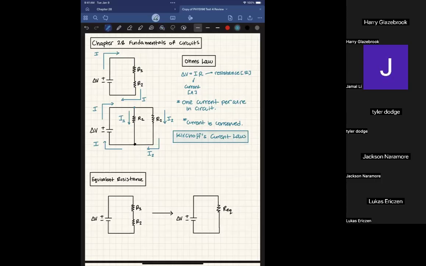So Kirchhoff's current law, all it says is that the sum of the currents flowing into a junction, so sum of the currents flowing in equals the sum of the currents flowing out. And just to put a note here, a junction is just anywhere where two or more wires meet. That's all a junction is. So in this case, this is a junction right here. And this is also a junction down here.